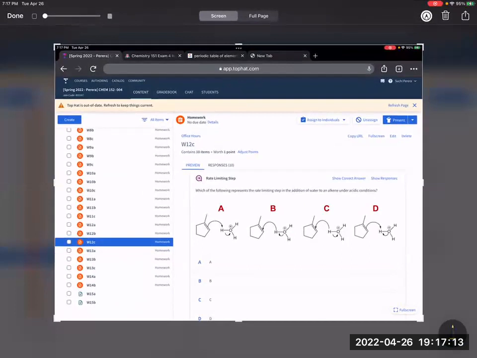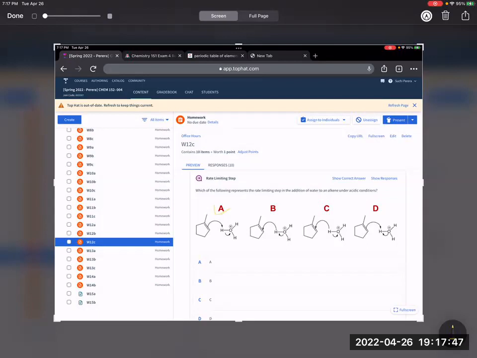Which of the following represents the rate limiting step in the addition of water to an alkene under acidic conditions? The rate determining step or rate limiting step is always the first step when it comes to alkene addition reactions, because that will be forming only one bond and then breaking two bonds, right? So let's see again. Now, option A looks correct.